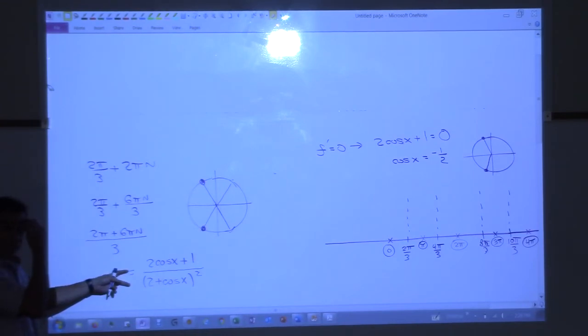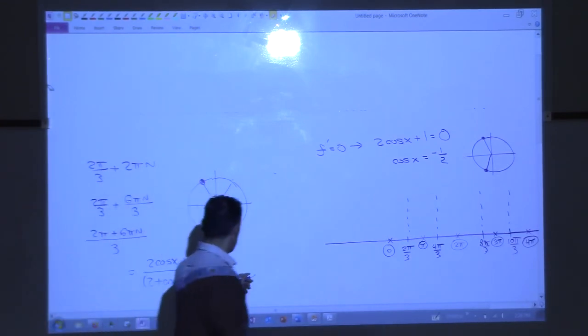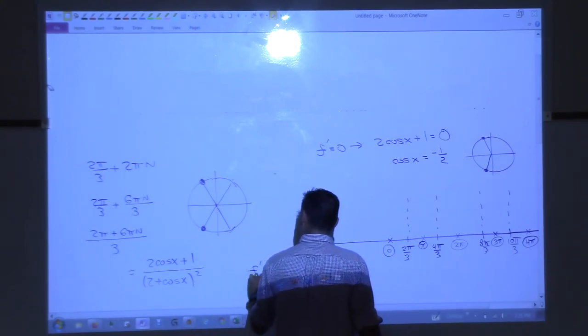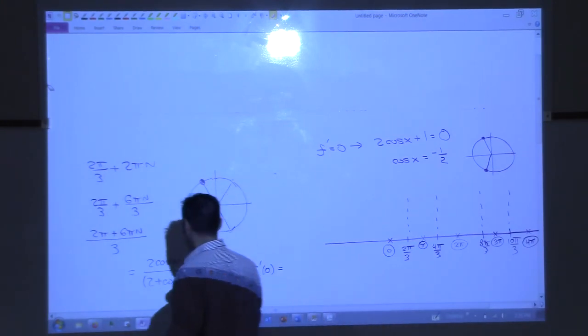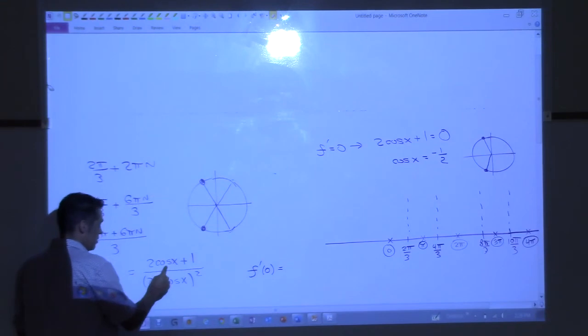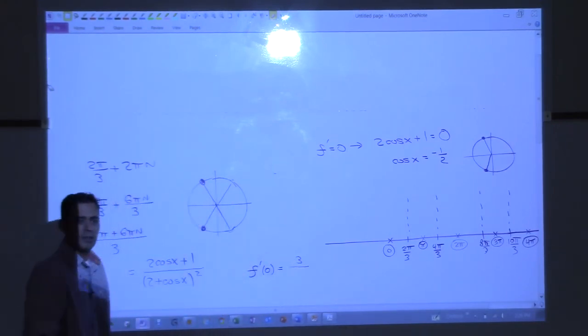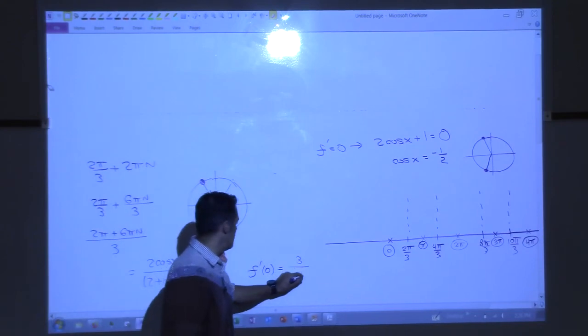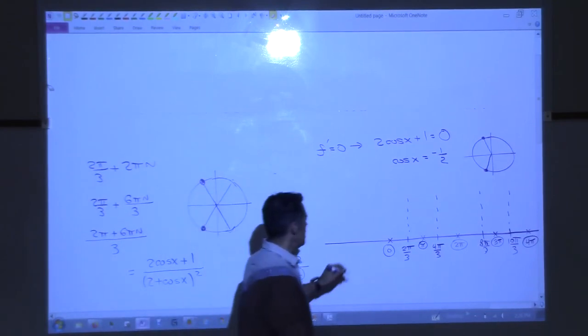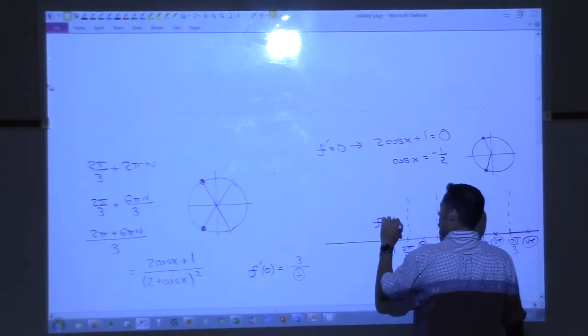Okay, so let's see if we can do this. Let's plug in 0 first. What's the first derivative at 0? All right, so 2 times cosine 0. What's cosine 0? 1, right? So we're going to get 2 plus 1. That's 3 on top. And the bottom's always squared, isn't it? So the bottom's positive no matter what. So our original function here is increasing.